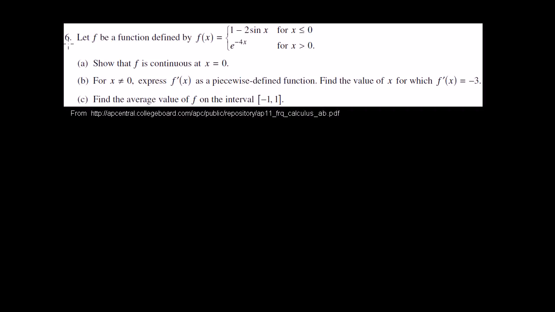Problem number 6. Let f be defined by f of x is equal to, and we have two cases. When x is less than or equal to 0, f is 1 minus 2 sine of x. When x is greater than 0, f is e to the negative 4x. Show that f is continuous at x equals 0.